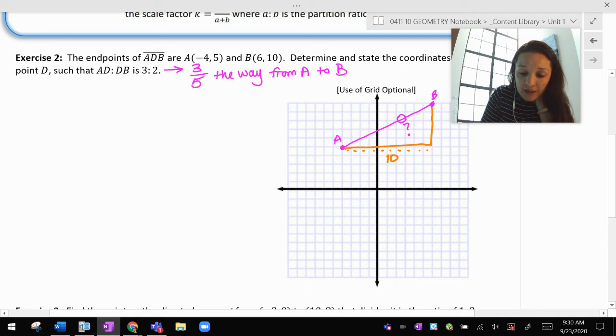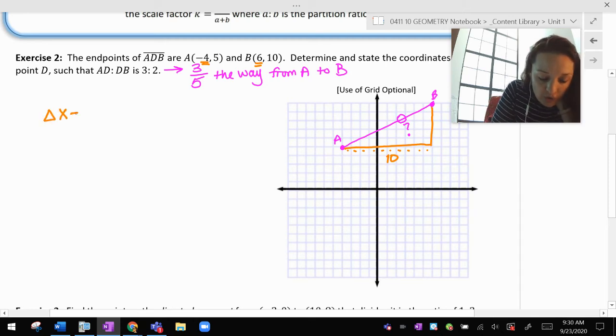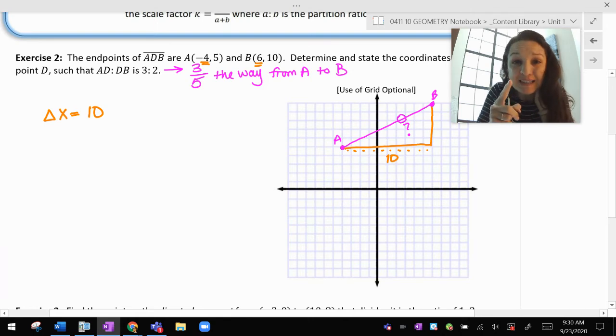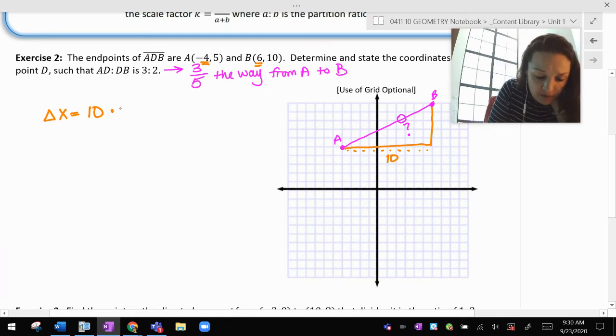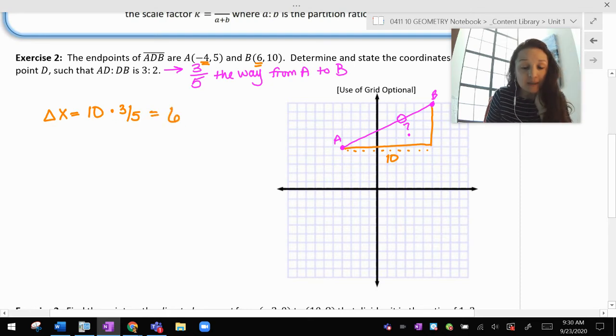And if counting it with your eyeballs is driving you crazy, you can just say, well, what happened to X? X went from 4 to 6, so my change in X was 10. But I don't want to use that entire change in X. I only want 3/5 of it. So I'm going to multiply that by 3/5. 10 times 3/5 is going to be 6. So instead of going 10 over, I'm going to stop at 6. I'm going to stop right here.